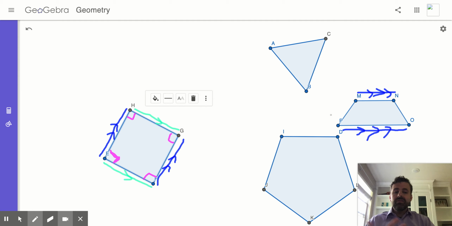So using some of these attributes, we can distinguish between different shapes. And that can be really useful for sorting things or making sense of complex geometric designs and things like that.